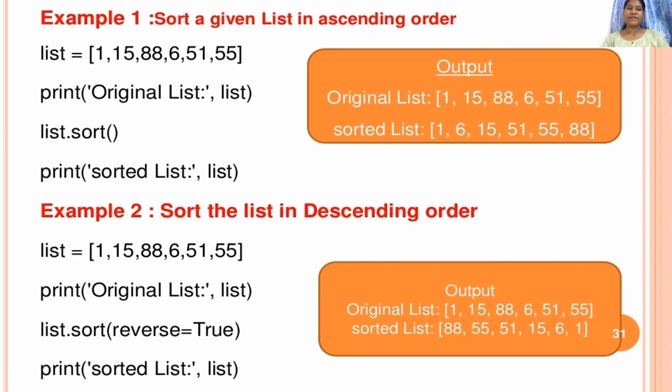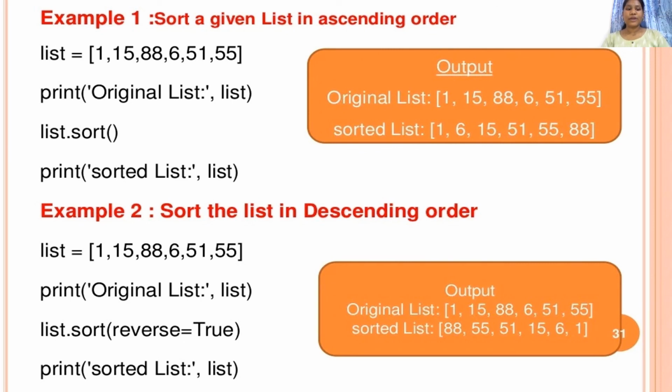The first example I have taken is to sort a given list in ascending order. I have considered a list containing elements 1, 15, 88, 6, 51 and 55 and print the original list. And I used list.sort() and print the sorted list. The output for the given program would be the original list, 1, 15, 88, 6, 51 and 55, and the sorted list would be 1, 6, 15, 51, 55 and 88, which is arranged in ascending order.